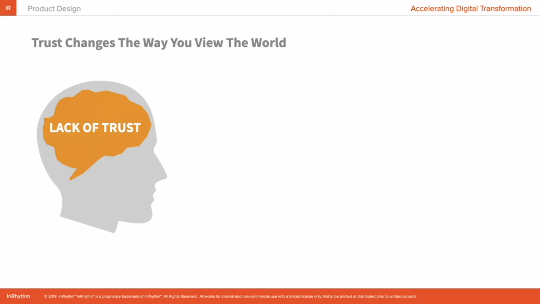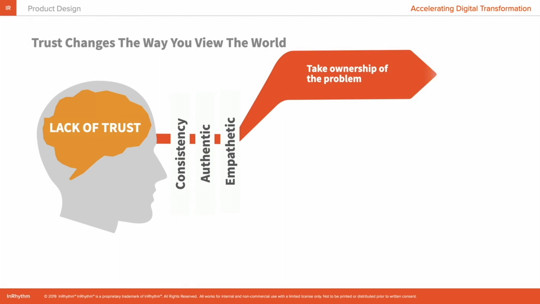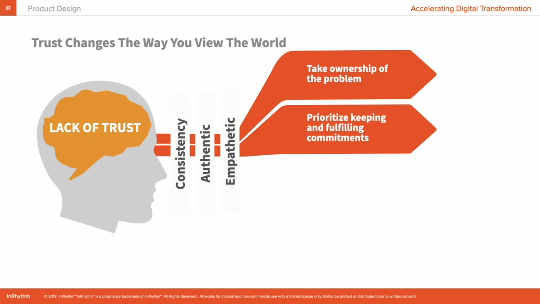If you have lost the trust of your client, there are 3 things that you have to do to get back on track. First, you have to be consistent in your change. You have to be authentic, and you have to be empathic. You then have to take ownership of the problem, prioritizing and fulfilling all of your commitments.